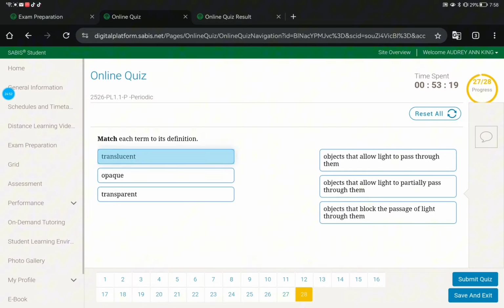Okay, translucent is when light can kind of pass through objects. It's blurry, but you can make out the outline, so the light partially goes through. Opaque, you can't see anything through opaque objects. Transparent allows light to pass through them, because you can see through a pane of glass.